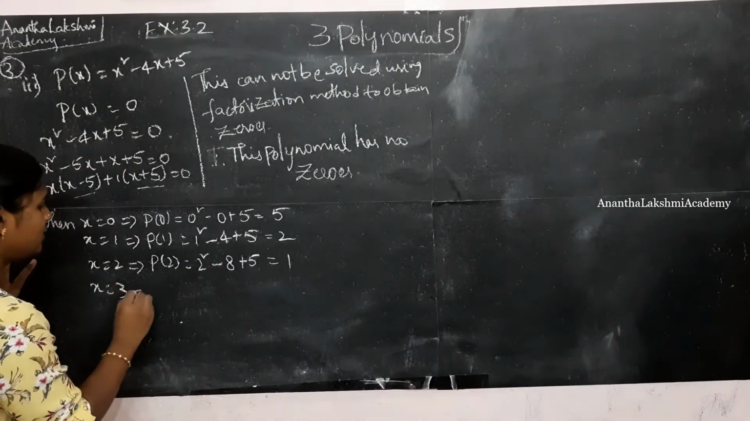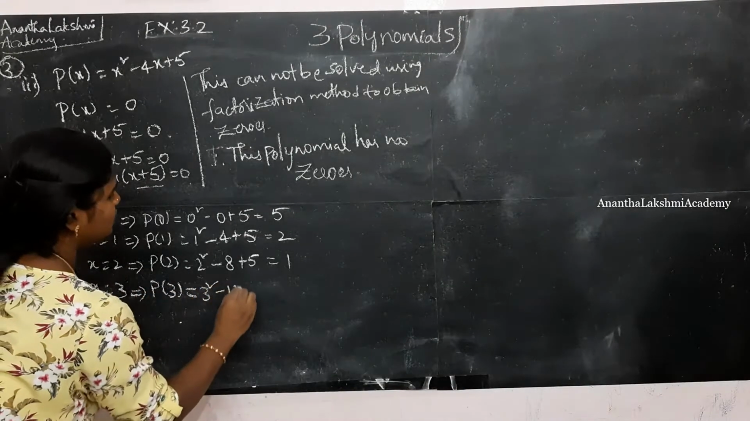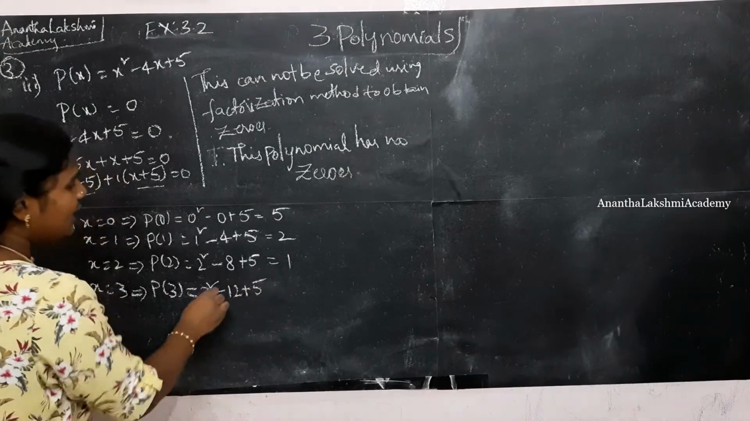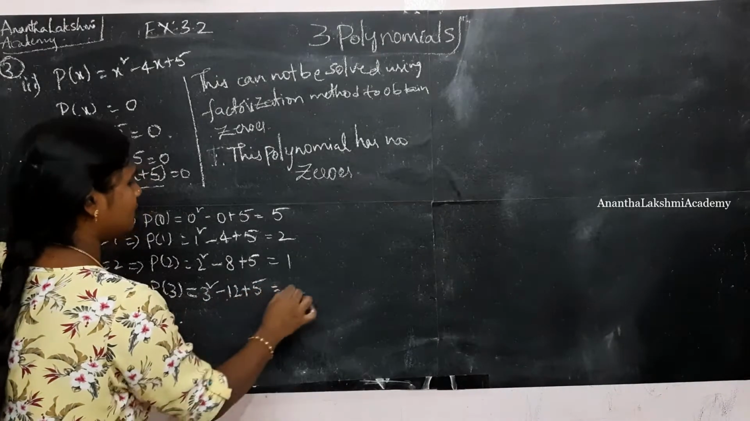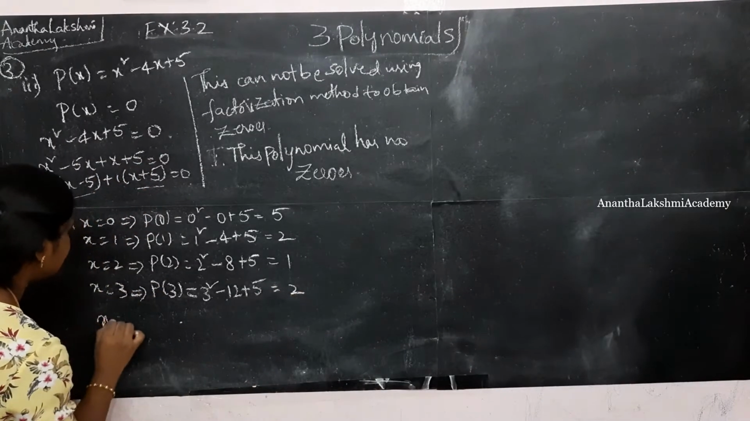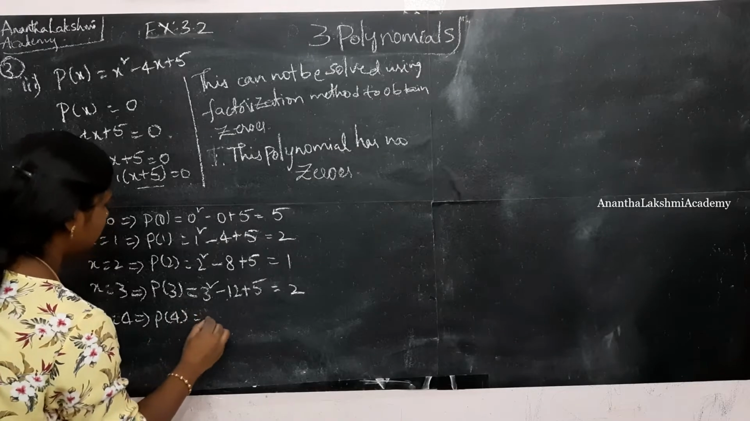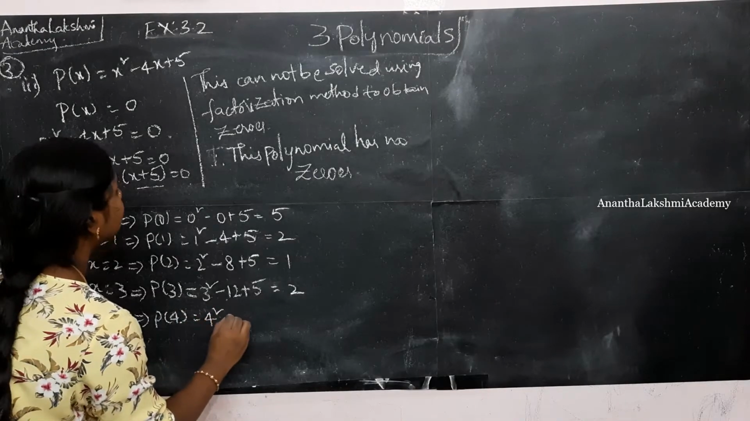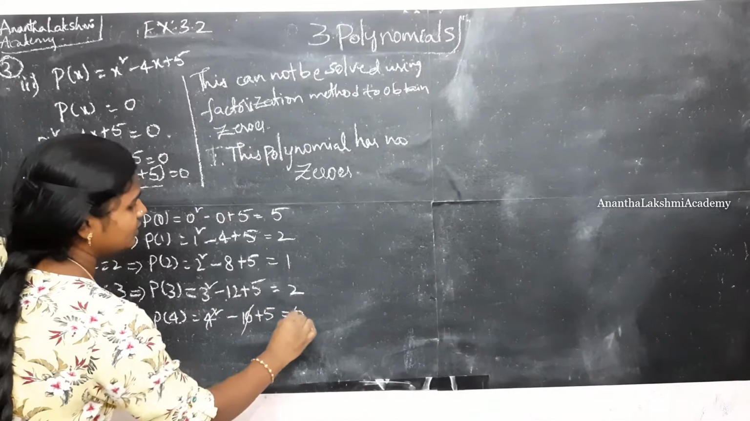When x is equal to 3, p of 3 is equal to 3 square minus 4 threes are 12 plus 5. 3 square is 9, 9 plus 5 is 14, 14 minus 12 is 2. Then x is equal to 4. p of 4 is equal to 4 square minus 4 fours are 16 plus 5. 16 gets cancelled, so this is 5.